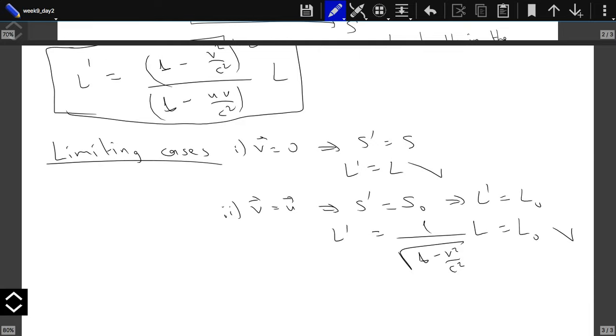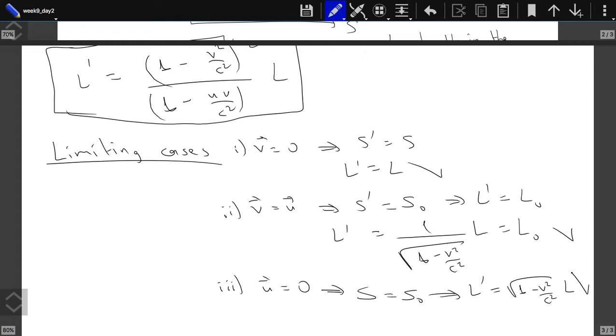Third case, U is equal to 0. Well, in this case, S is equal to S0. But this tells me that L prime, the contracted length, should be equal to square root of 1 minus V squared over C squared times L. Well, if you look at the above expression, just set U equal to 0. This is indeed the case. So in these three limiting cases, our final expression makes sense.